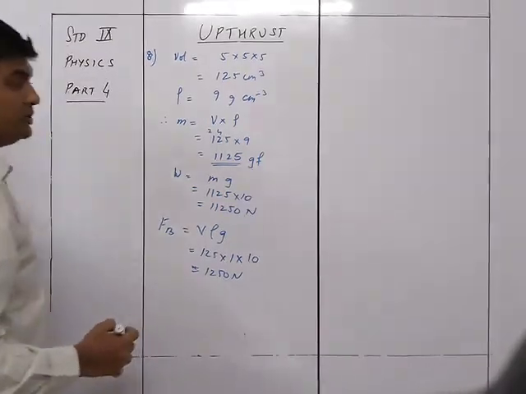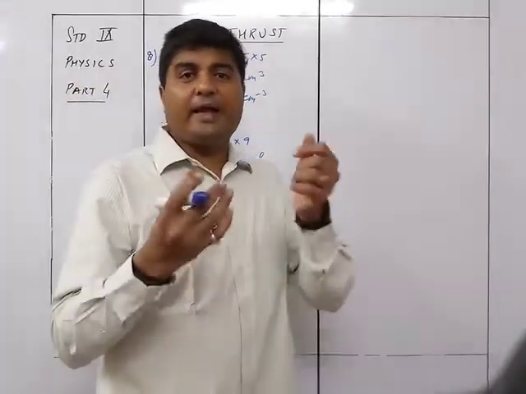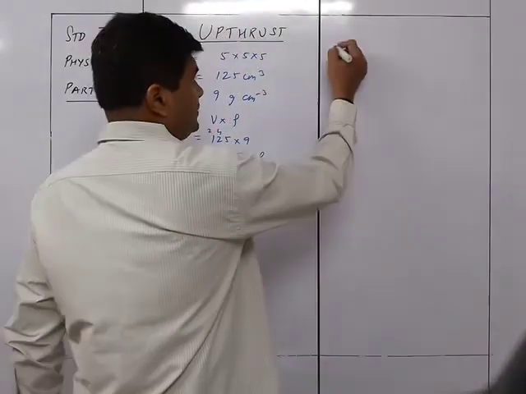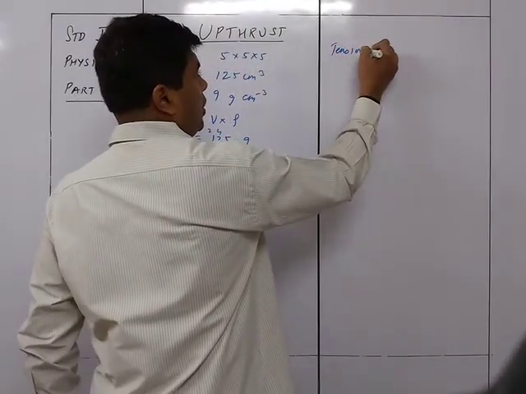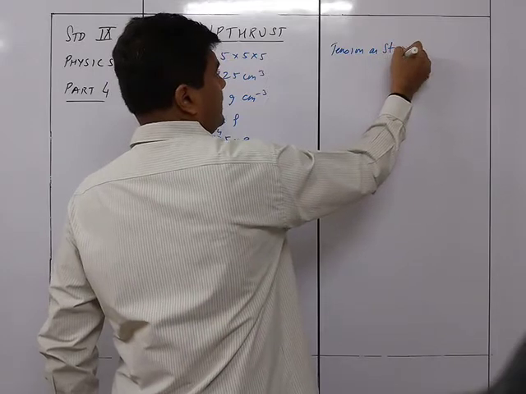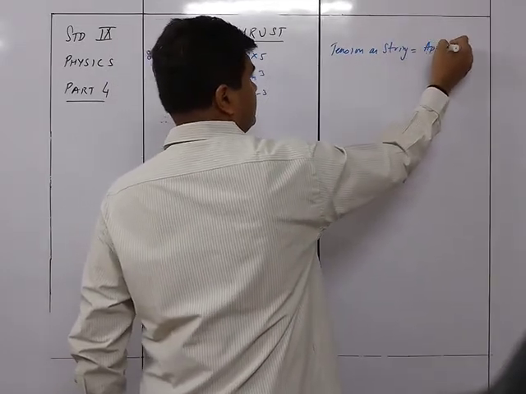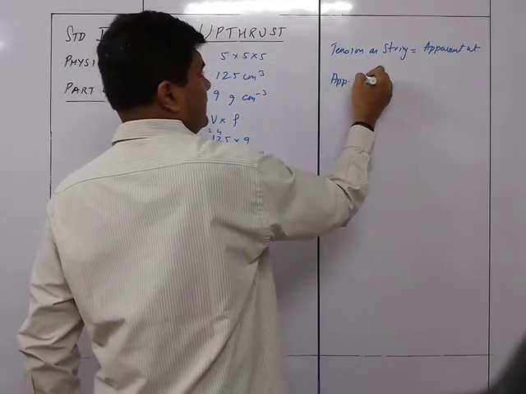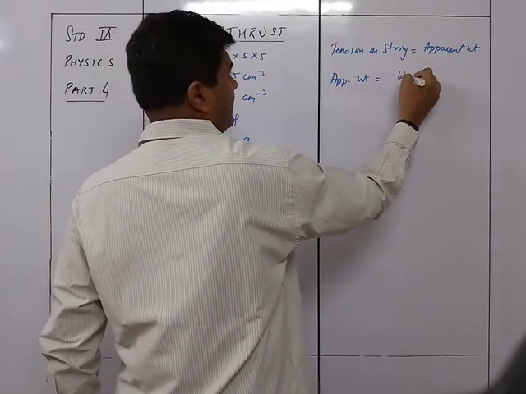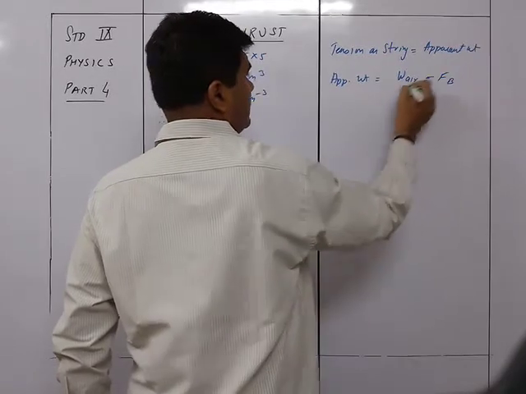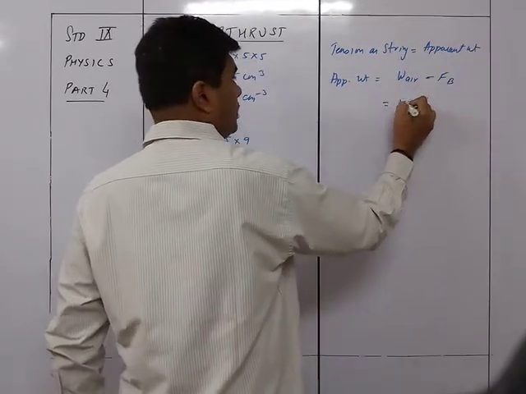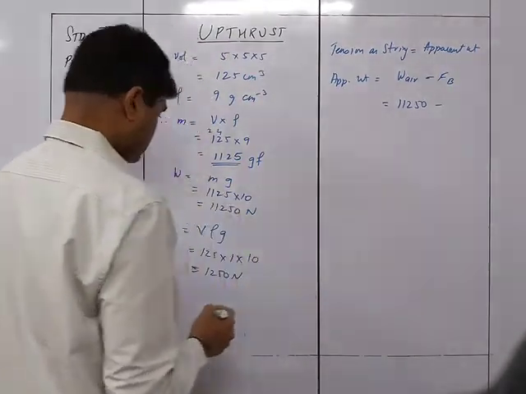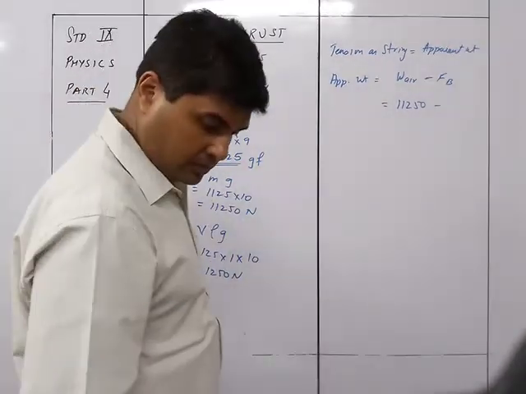So now, what is the tension on the string? The apparent weight which is going to be there on the string is the tension. So tension on string is equal to apparent weight, and apparent weight is equal to weight in air minus FB. So that is going to be 11250 minus 1125.